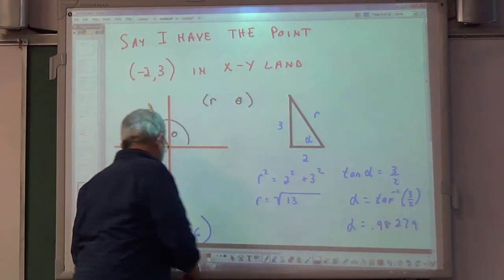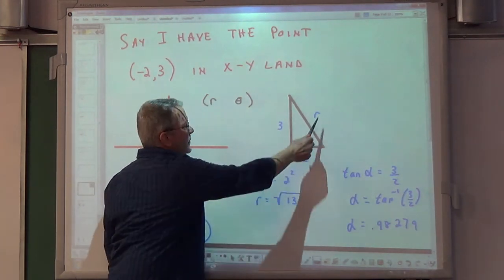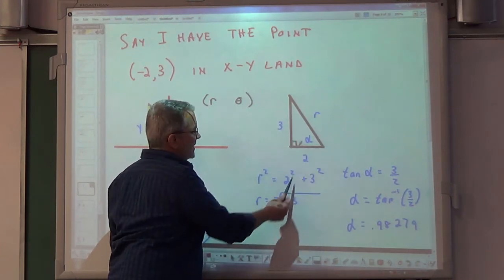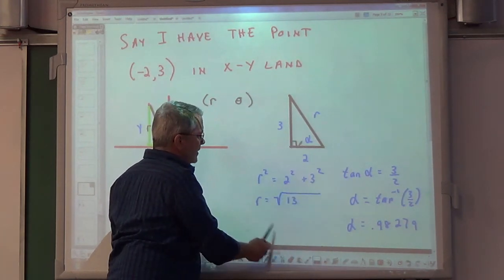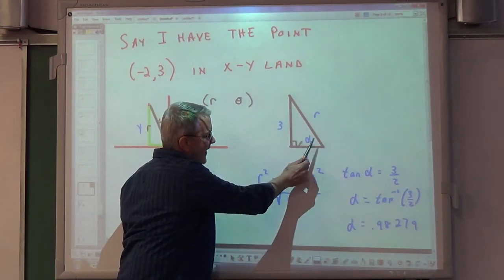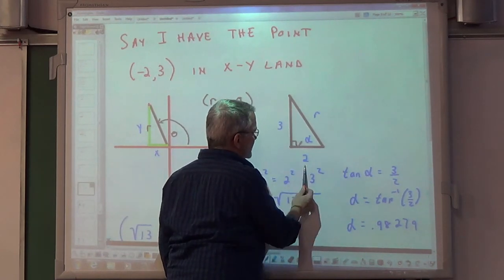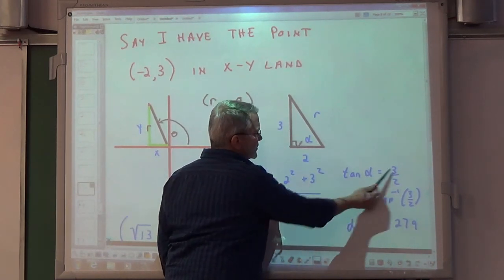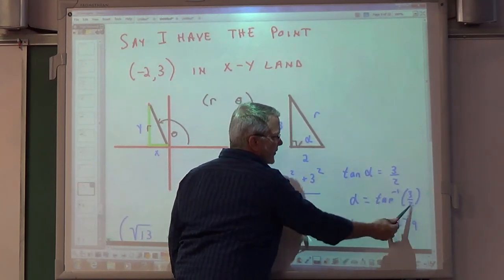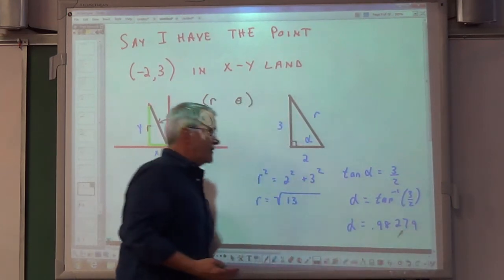Well, I have this little right triangle right here. Again, I'm going to use Pythagoras' theorem, where r squared is 2 squared plus 3 squared. Therefore, r is square root of 13. And then the tangent of this angle right there is going to be opposite over adjacent, which is 3/2. Therefore, alpha is going to be inverse tangent of 3/2, which, rounded to 5 decimal places, is 0.98279.